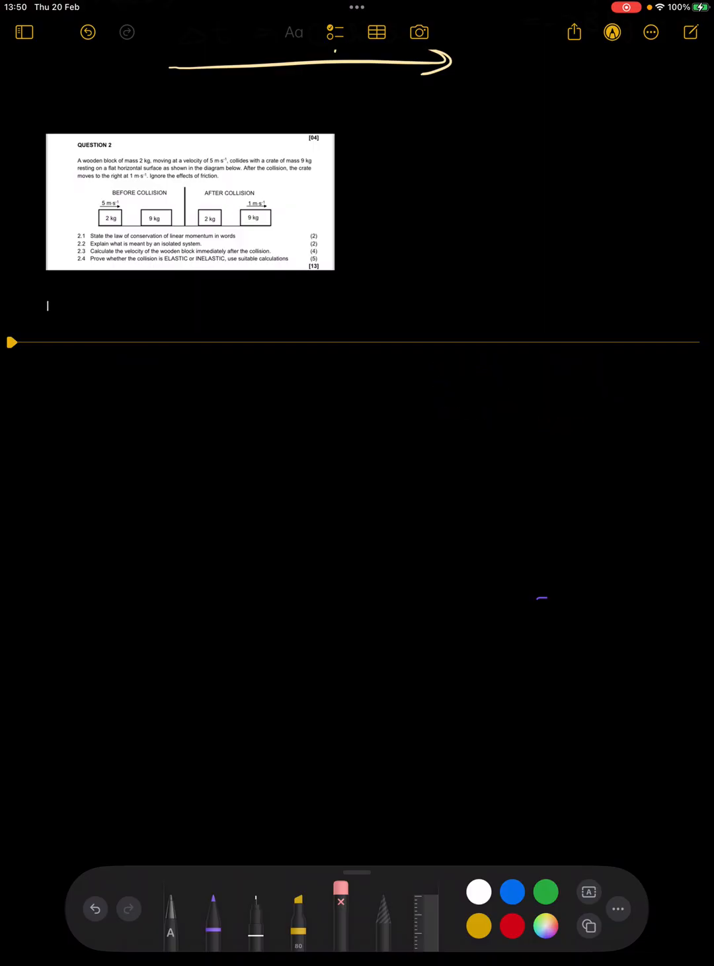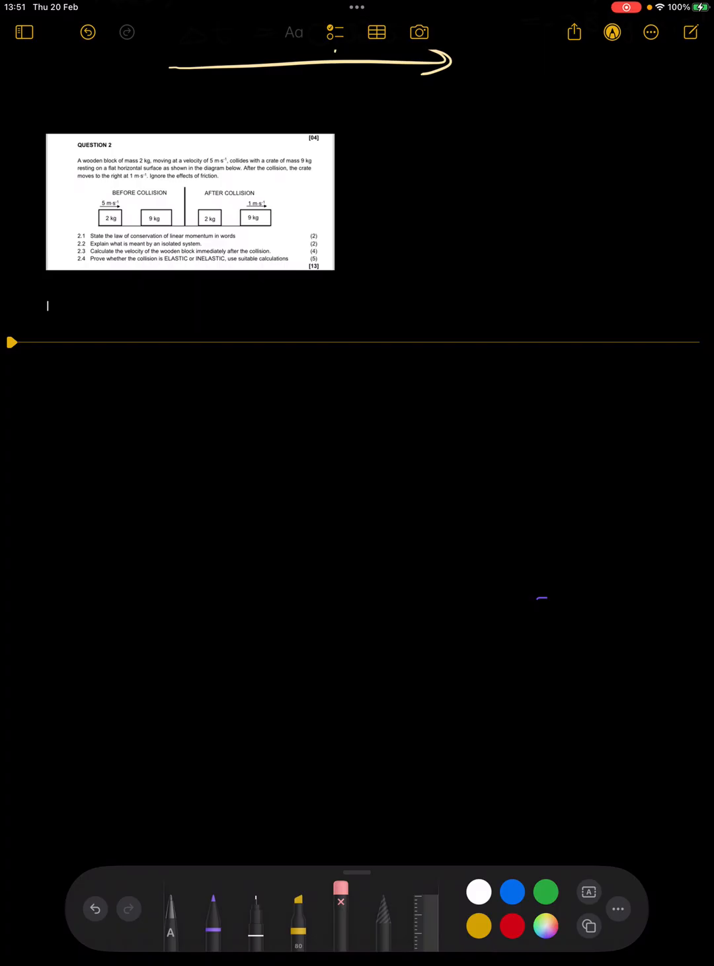So the first question is, state the law of conservation of linear momentum in words. The total linear momentum of an isolated system remains constant. So it's always conserved in an isolated system. Whatever the momentum was before will be equal to the momentum afterwards. That's obviously very handy when we have to calculate either the velocity or the mass before or after the collision. Then 2.2 asks us to explain what is meant by an isolated system. It is a system on which the net external force is 0.